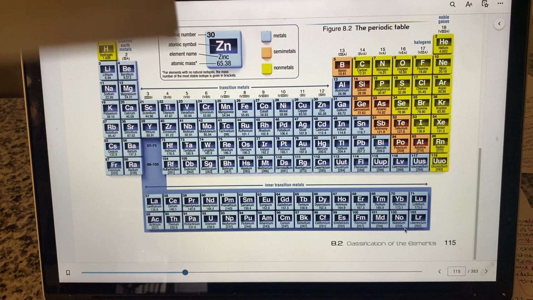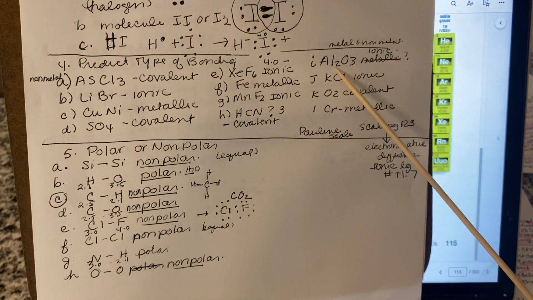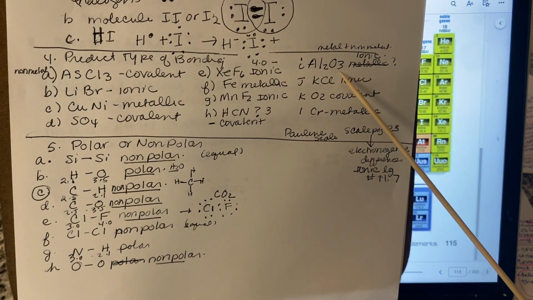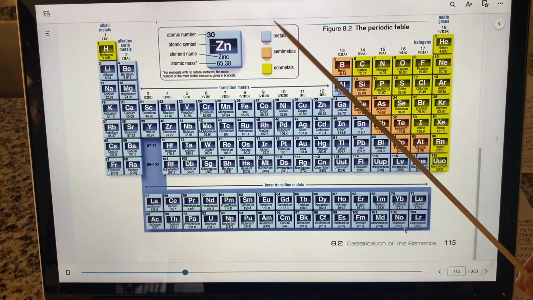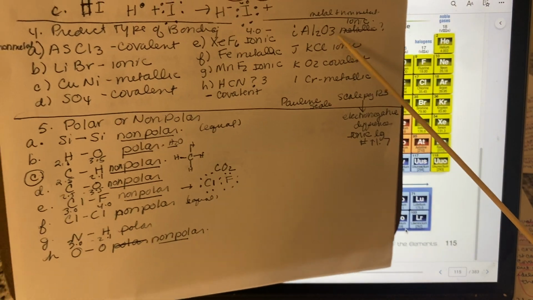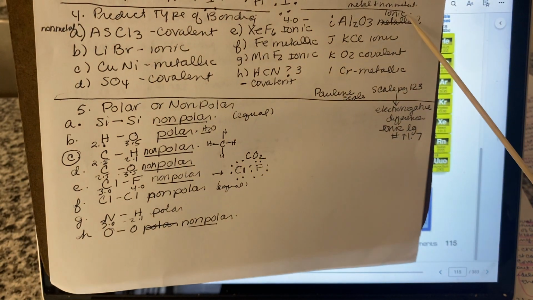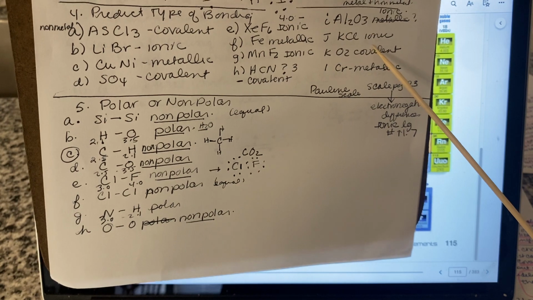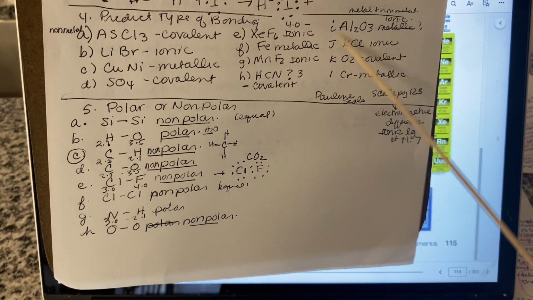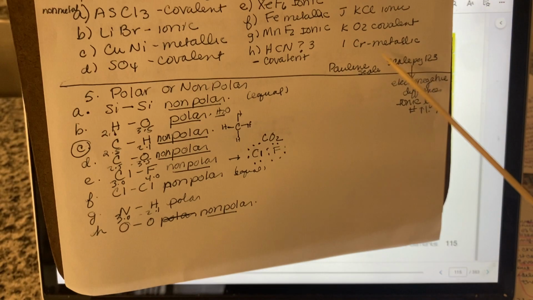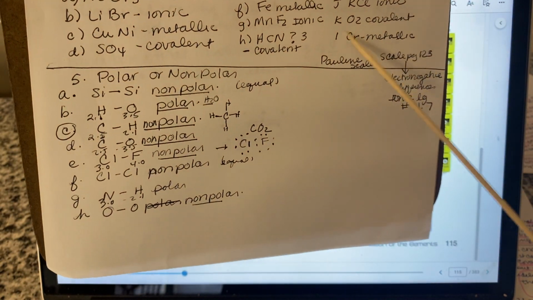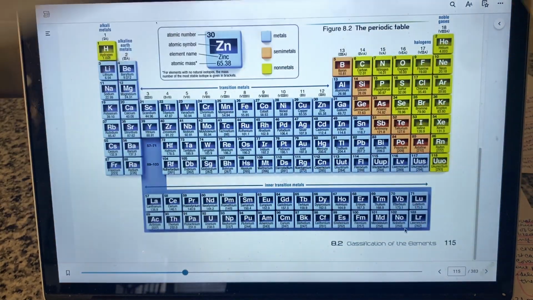And then you have aluminum and oxygen, which is going to be ionic. Basically, aluminum being a metal and oxygen being a non-metal. We had that on the chart. Potassium and chloride, of course, is going to be ionic. Potassium's clear over here, chloride's over here, ionic. And then we have Cr, which is a lone metal. That's going to be metal, of course. So let's go back and finish up real quick. I'm right at the end here, and then I'll do the quiz in the next one, I guess.